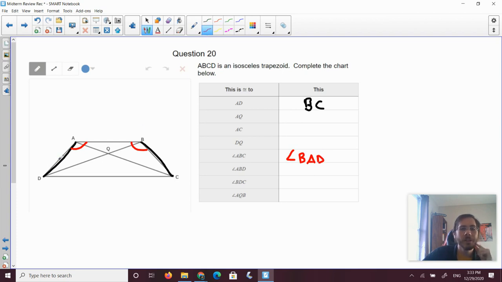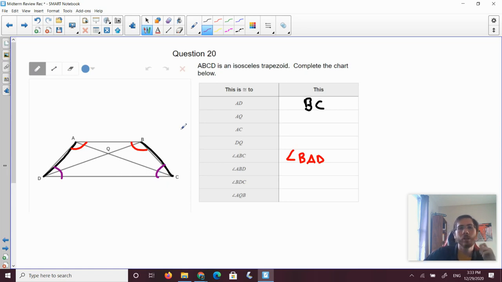The other thing we know in an isosceles trapezoid is that those two angles have to be the same. So let's see if there's something with a D or a C in the middle. Over here, BDC, not quite. ABD, not quite. So they didn't give us that one, even though we do know that.